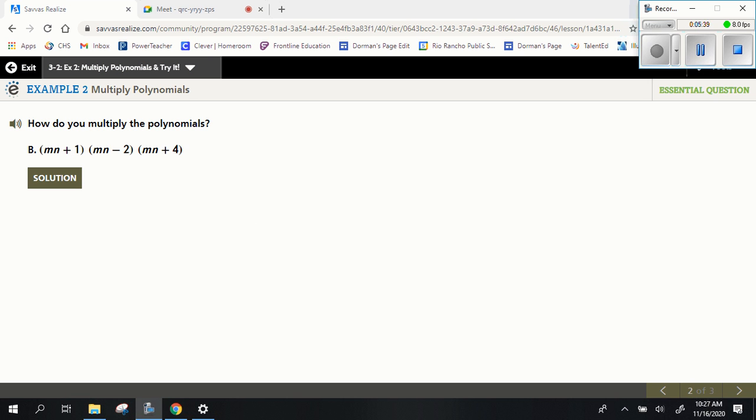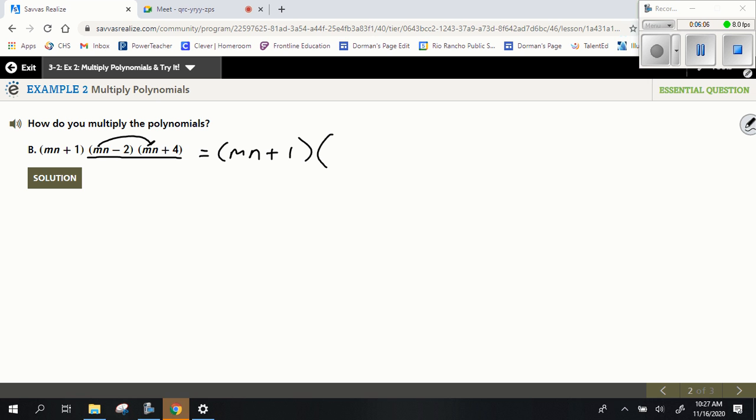All right, so let's do another one. And this one's a little more complicated. We're going to take it step by step. So the first thing I'm going to do with this is go ahead and multiply these two first. And I'll leave the mn plus 1 out in the front. And let's go ahead and multiply this, and I'll put the product that I get inside my parentheses.